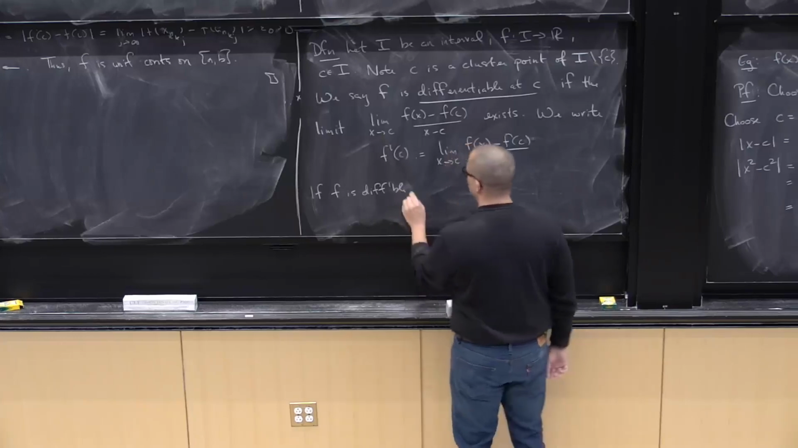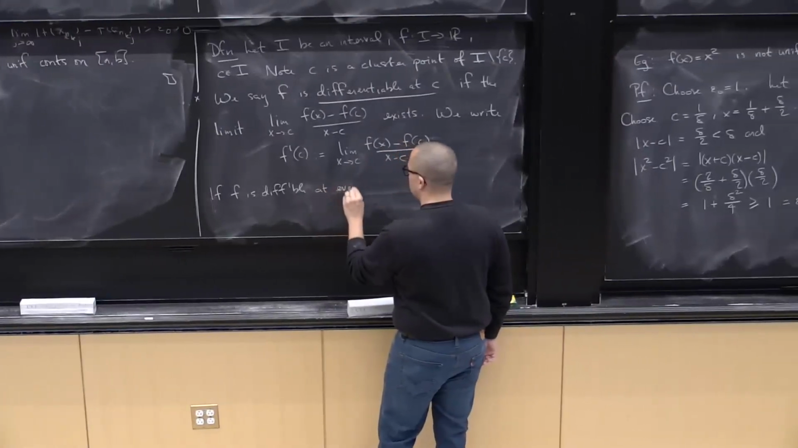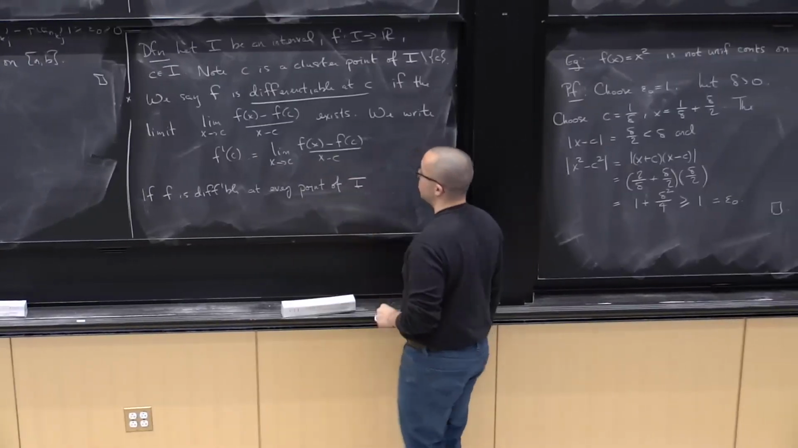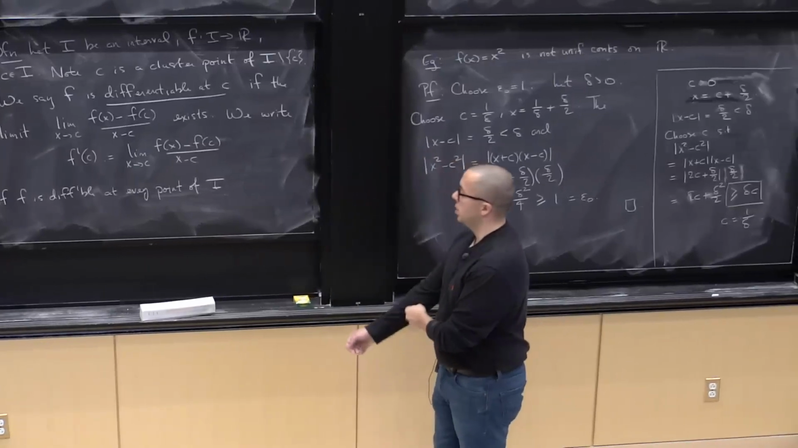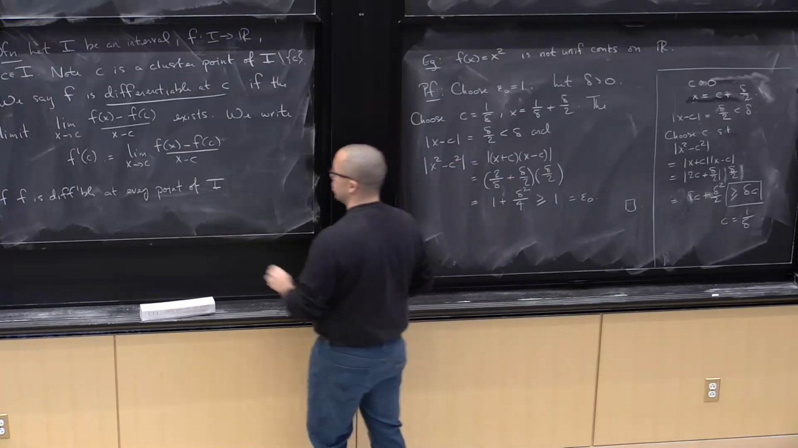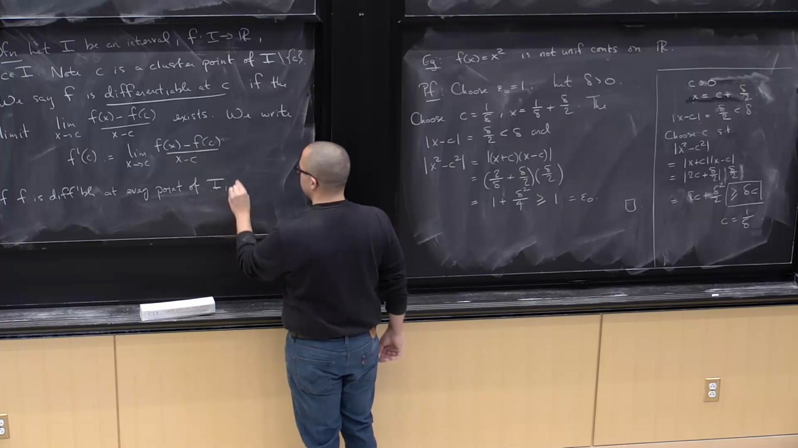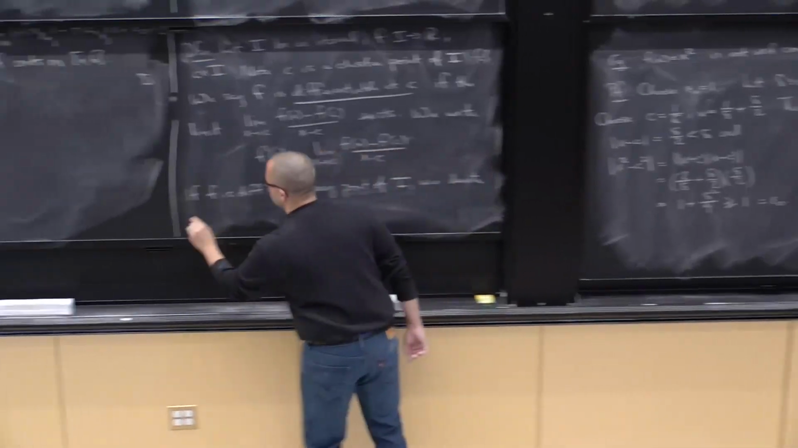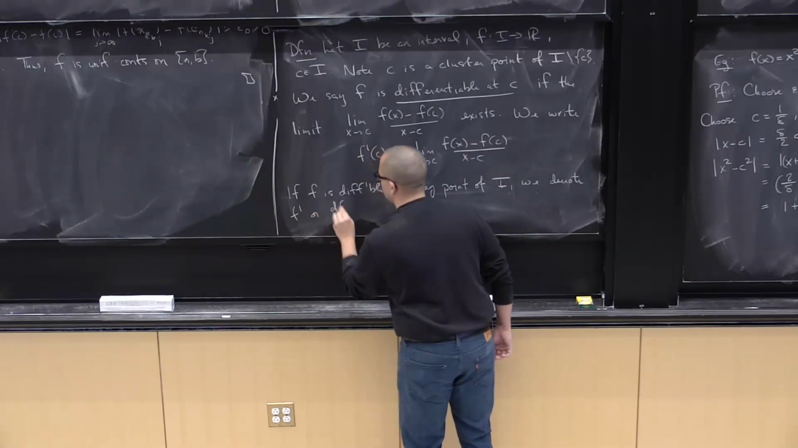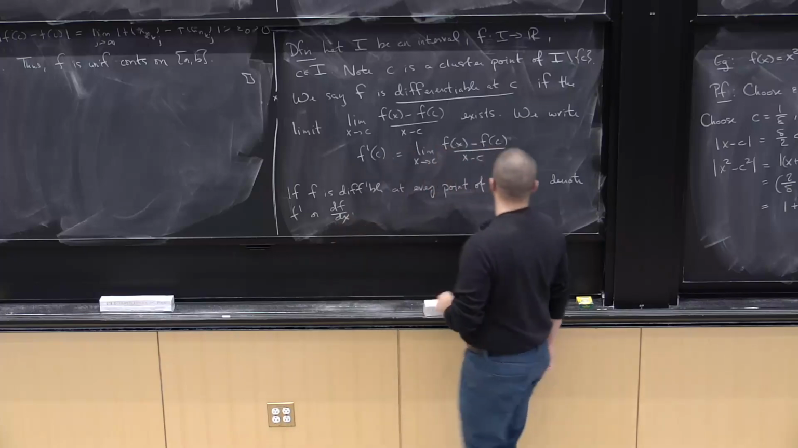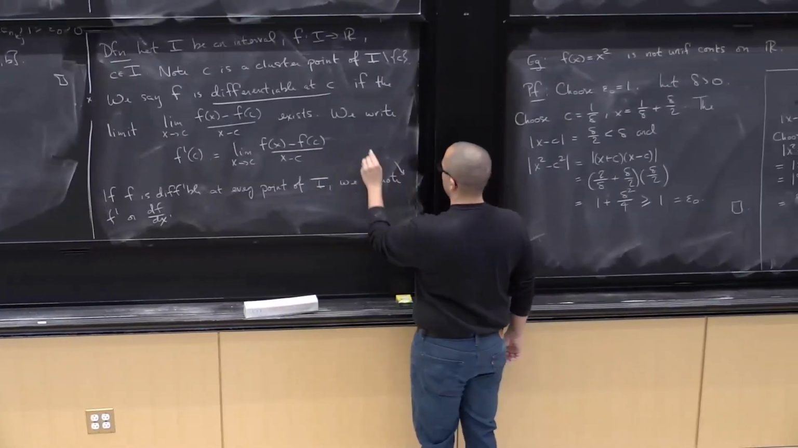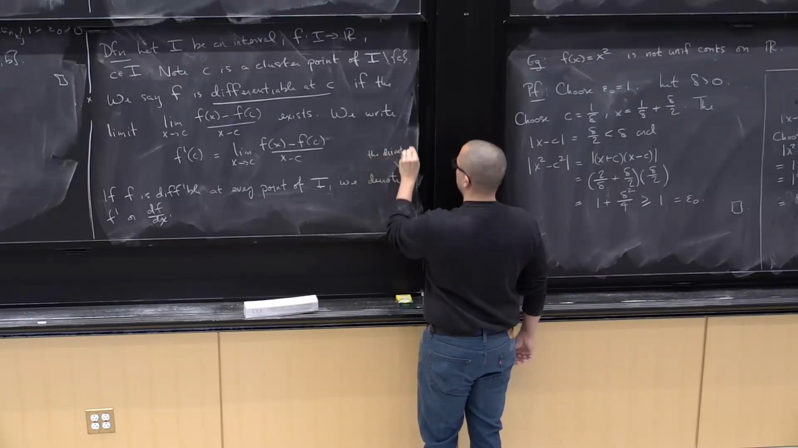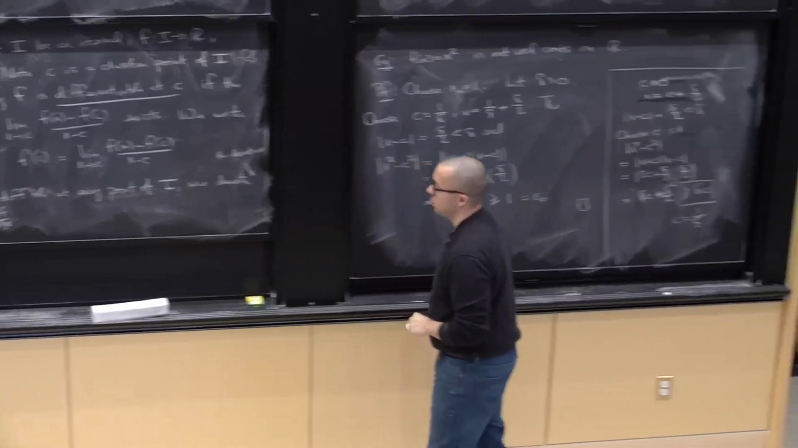If f is differentiable at every point of the interval I, we get a new function, this function f prime of c, which we denote as the function that's the derivative of f: f prime or df/dx.